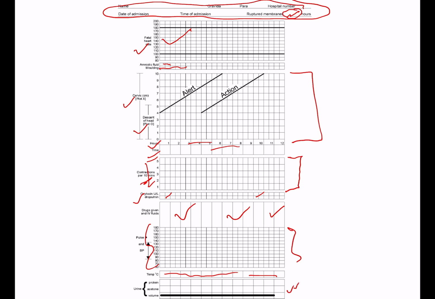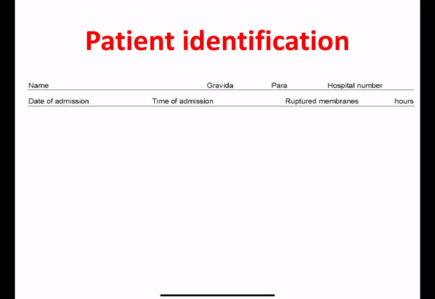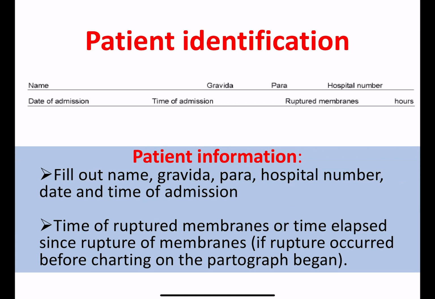Okay, so now let's see in detail how we'll be plotting this information in different charts. The first one is patient identification or patient information, which we already discussed. We will be filling out the name of the mother, the gravida, and the number of para, the number of times she has had live children after 28 weeks of gestation, right? And hospital number, date, and time of admission. Similarly, we will be recording the time of rupture of the membrane, if it was before she was admitted to the hospital.